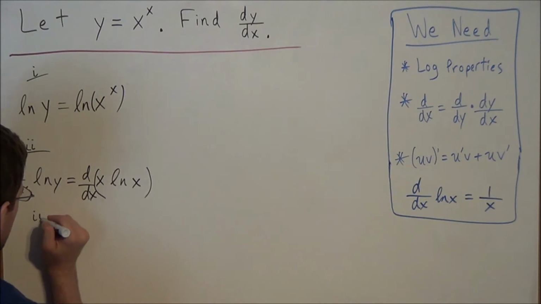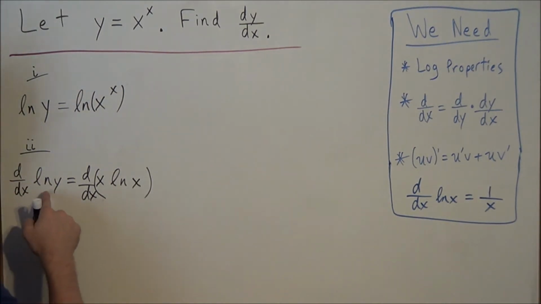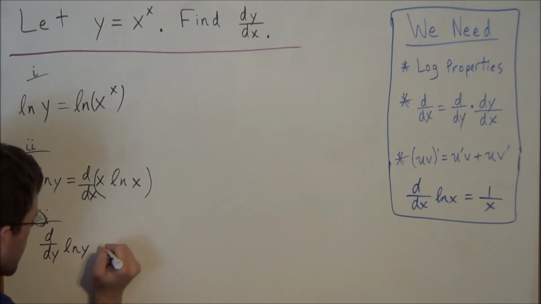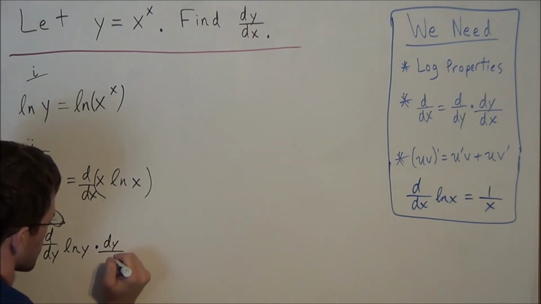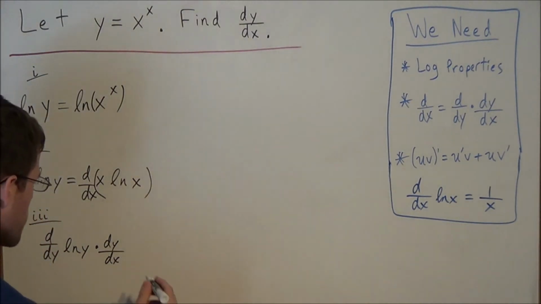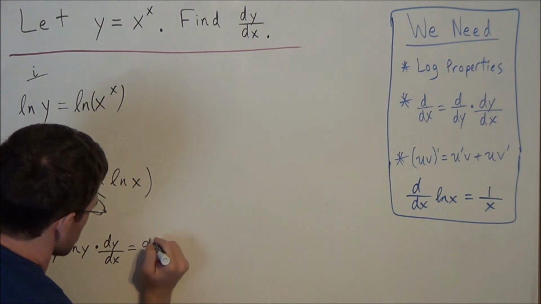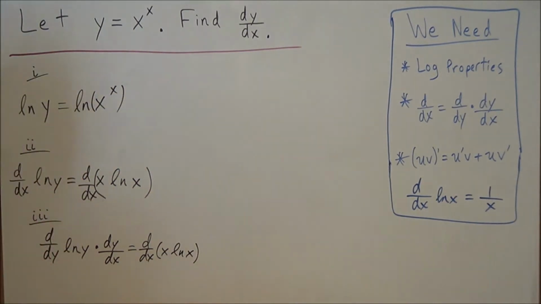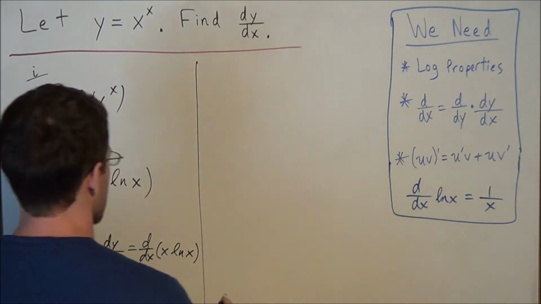So for step 3, instead of d dx of ln y, we could write d dy of ln y times dy dx. One way that helped me understand this chain rule is think of the dy's as canceling out, and it brings you right back to d dx. We can find the derivative with respect to y of ln y, so that's why we use the chain rule at this step. And this is equal to d dx of x ln x.